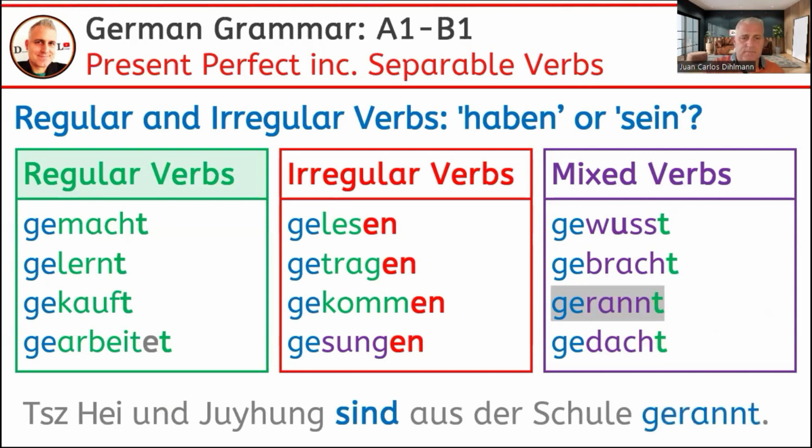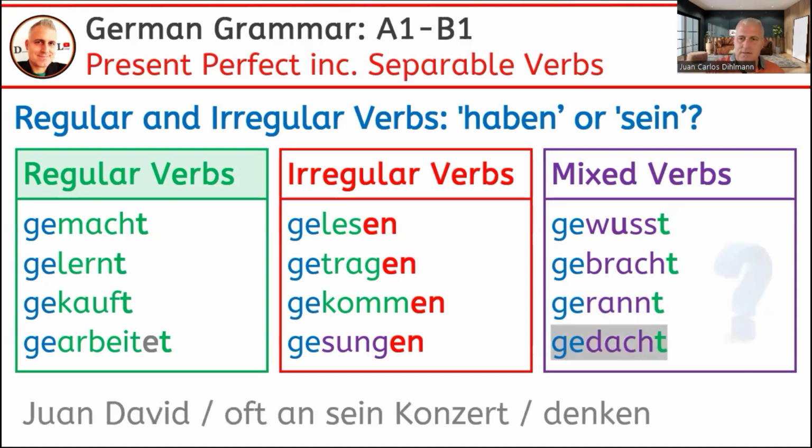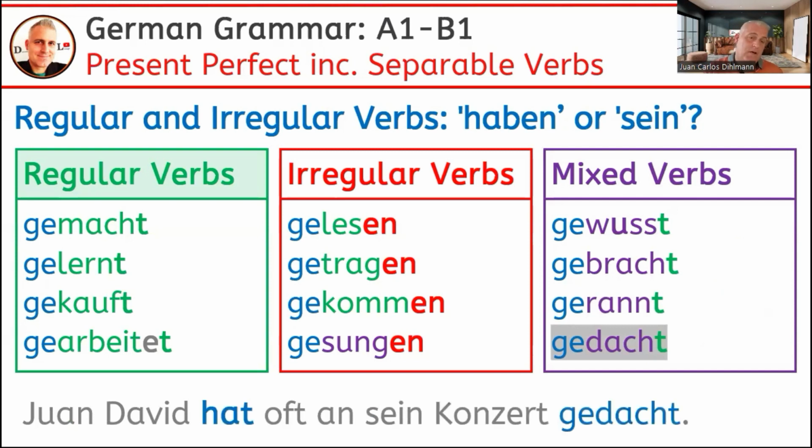What's the solution? Zihei und Zuchang sind aus der Schule gerannt. And last but not least, gedacht. What's correct? Juan David hat oft an sein Konzert gedacht.